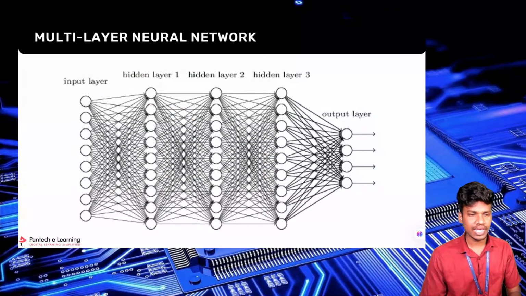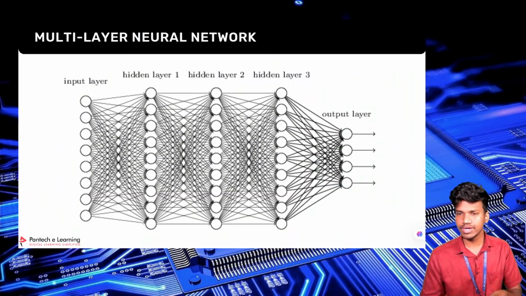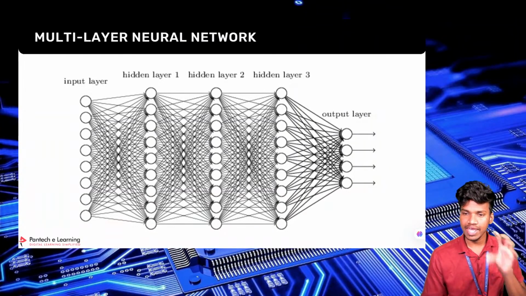So next one is a multi-layer neural network. It is used for image, audio or video related data. It is mostly used with multiple layers to handle this kind of data exactly.